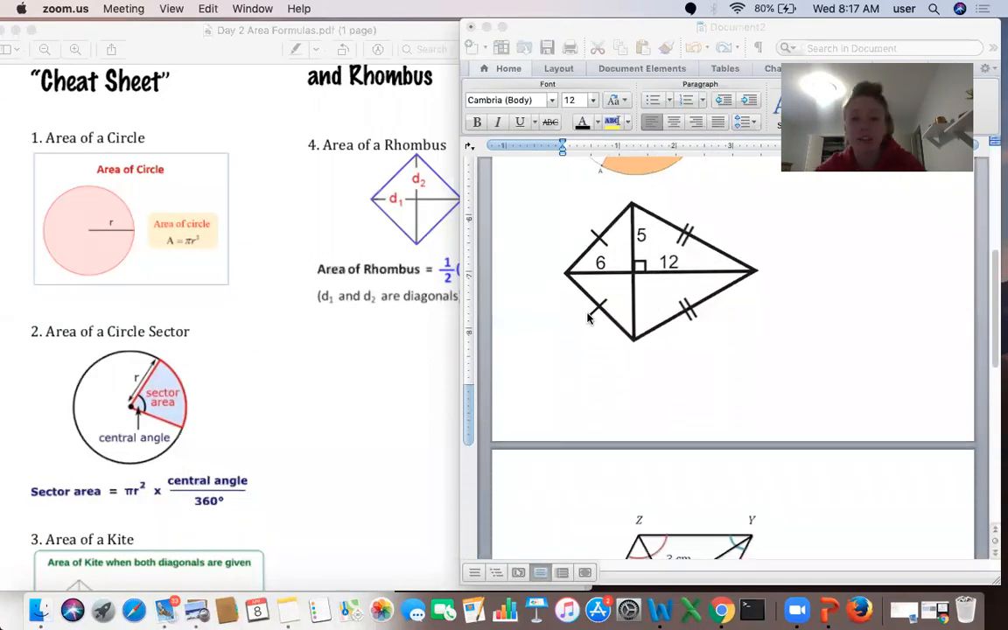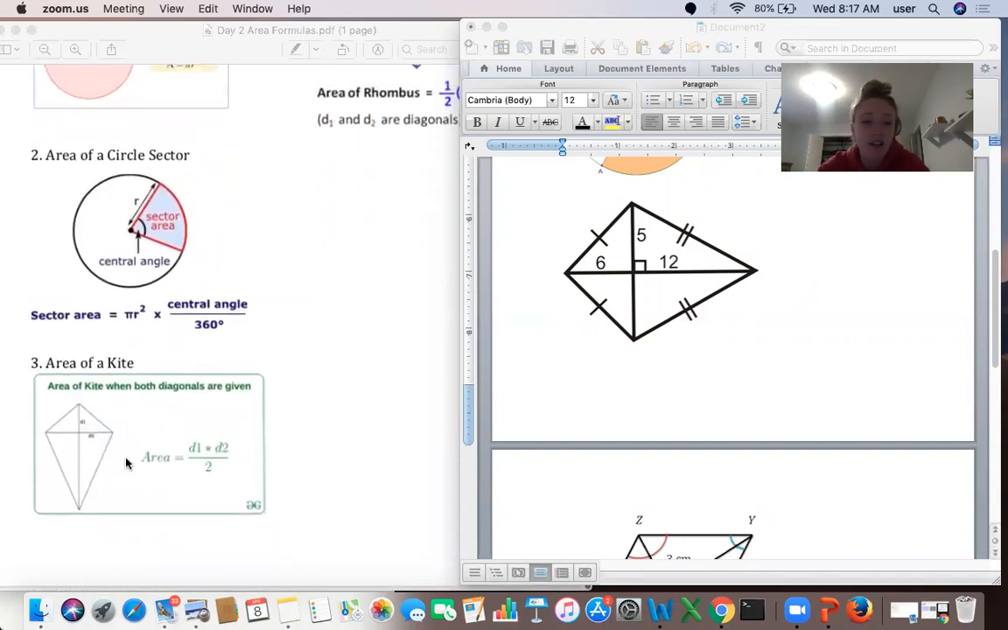Okay, this one, this is a kite, all right? Area of a kite is down here, it's number 3. Area is D1 times D2 divided by 2. The D1 and D2 are just the diagonals, and they're the full diagonal, okay? And we just have to multiply them together, divide by 2. So one diagonal would be this one right here, the whole length. The other one would be this one right here, okay?